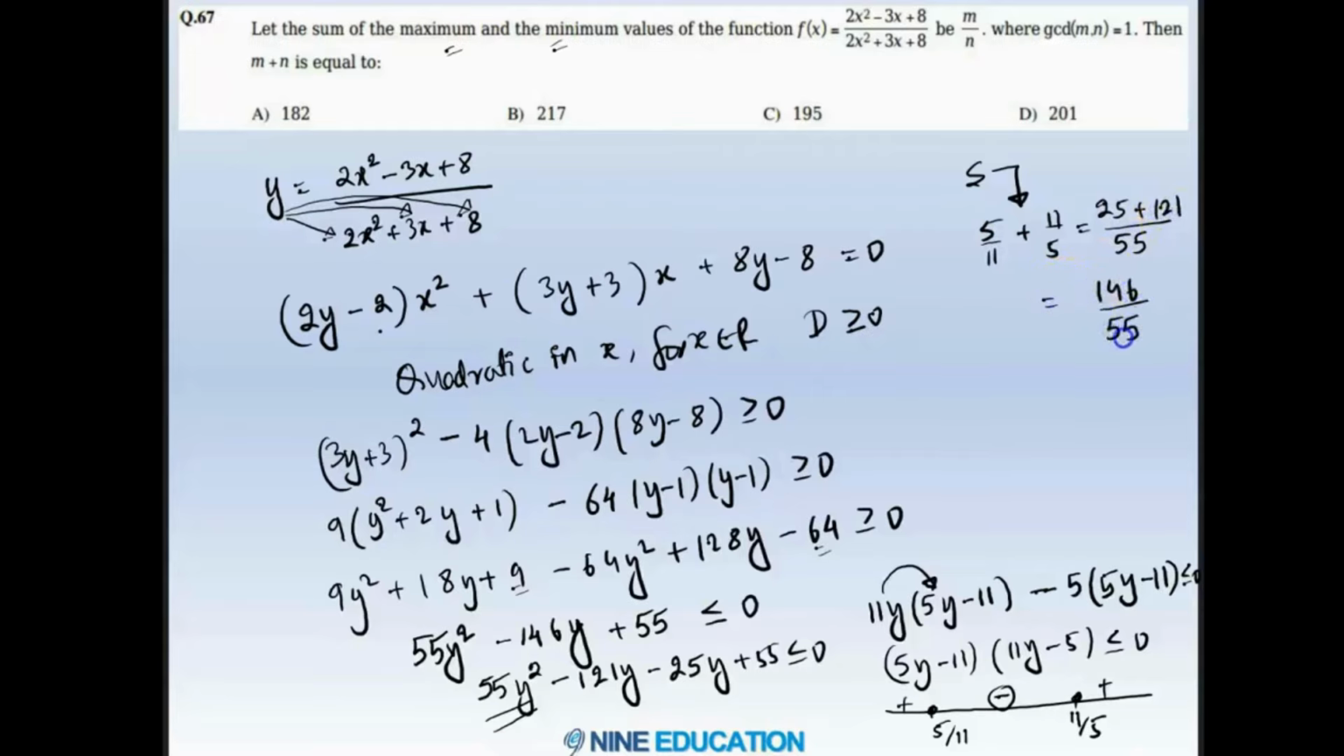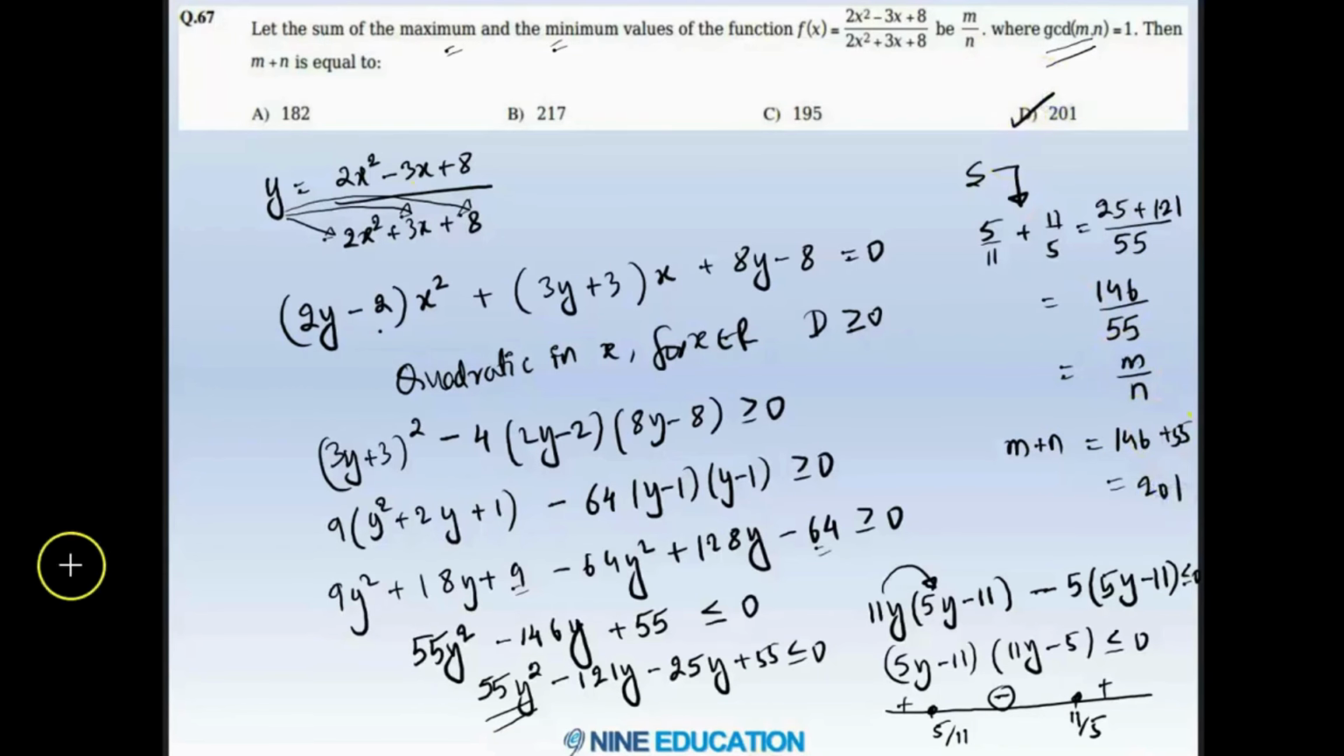This is as per the question's m and n values, because the greatest common divisor of 146 and 55 is 1. So now we can add m + n = 146 + 55, that is 201. So option D is correct.